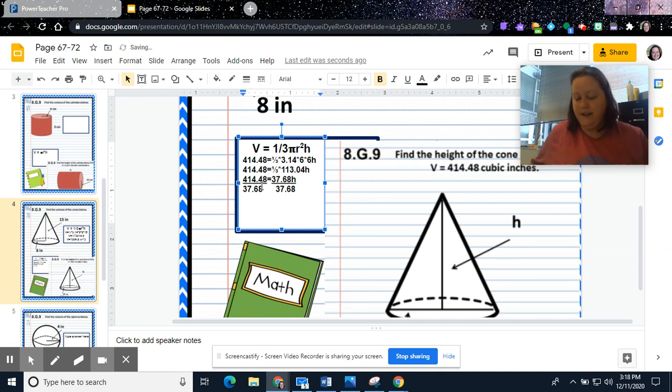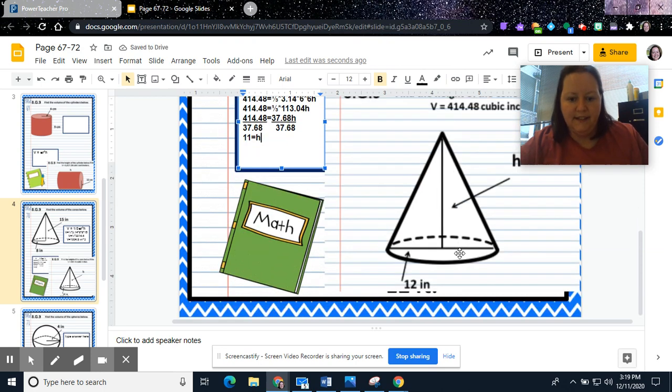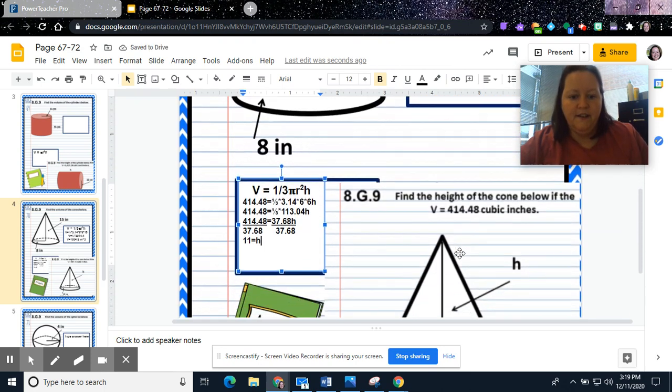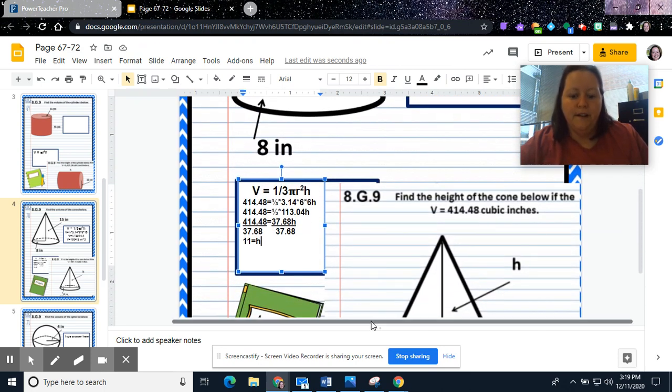And then when I do 414.48 divided by 37.68, I get 11. So I would have 11 equals h. And so that tells you that the height is 11. So hopefully you feel good with using the formula for a cone.